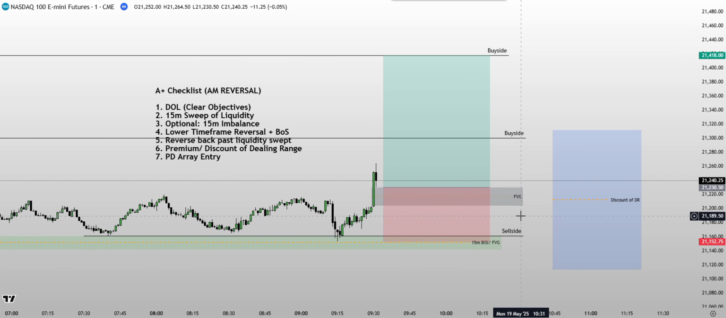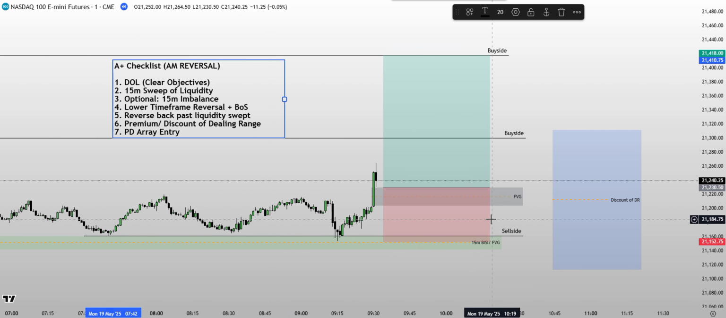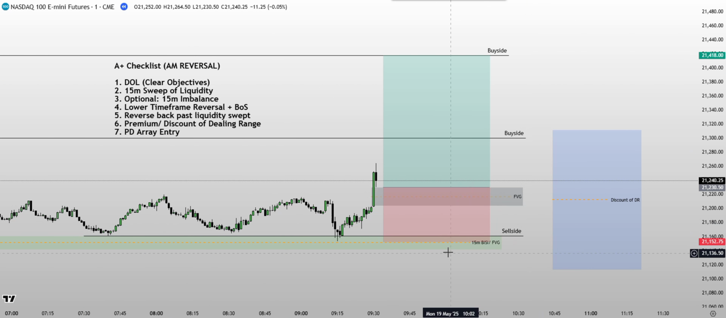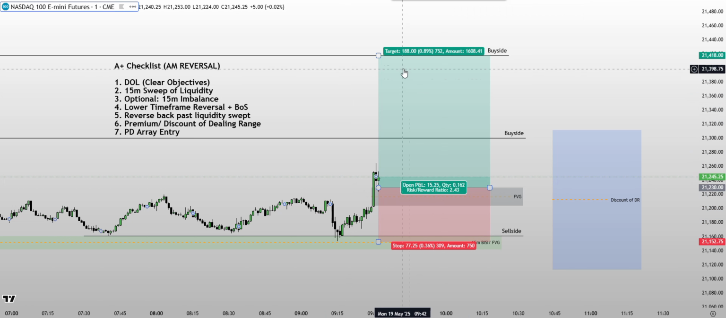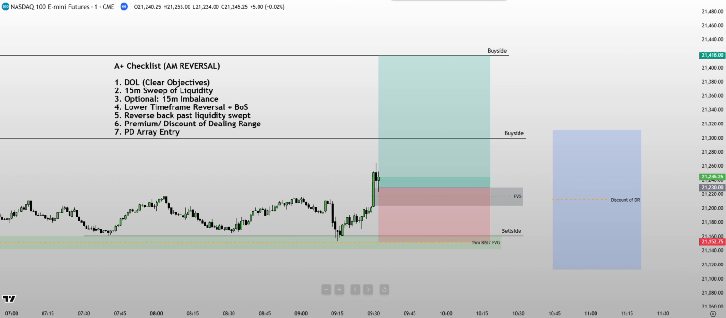So to recap, step 1, we do have clear draws to the upside, 15-minute sweep of sell side, 15-minute bullish imbalance, midpoint being respected, lower time frame reversal, break of structure right here, this minor swing high. Price obviously reversed back past the sell side it swept in the discount of this dealing range. Fair value gap entry right here. There's the entry right there, targeting that buy side liquidity for around 188 points. And let's see what happens.